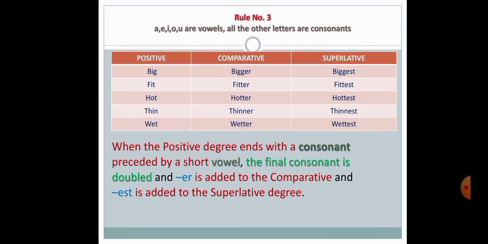So the long vowels are the vowels when we apply the same sound to them. And short vowels are when the sound changes and the vowel is decreased in length as far as its sound is concerned. So that is the difference between short vowels and long vowels. So here in rule number 3, whenever an adjective is ending with a consonant and it is preceded by a short vowel, then we have to double that consonant and then add er to convert it into comparative and est to make it superlative. I hope I'm clear.